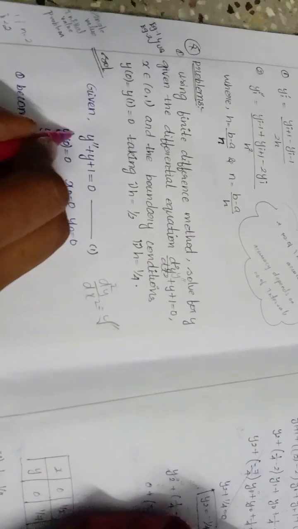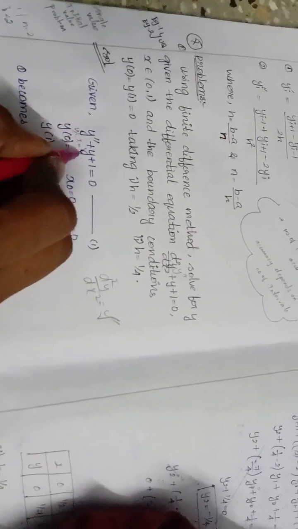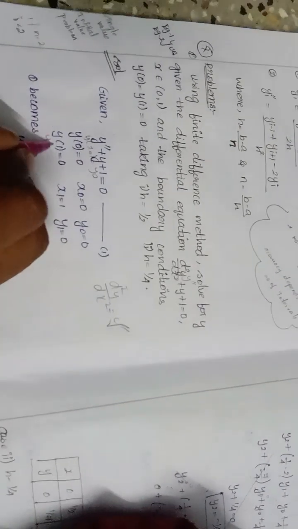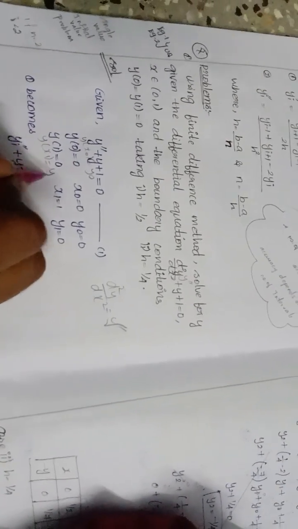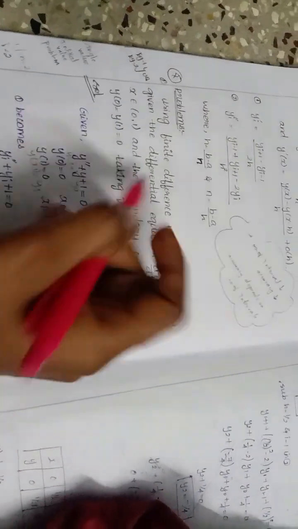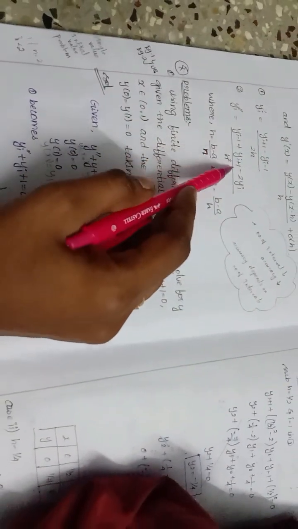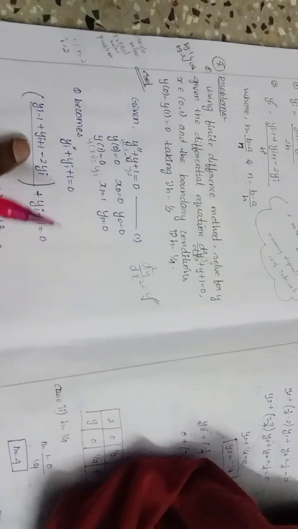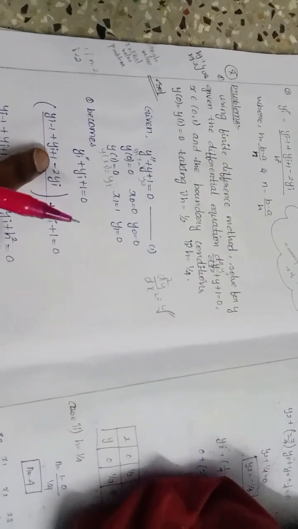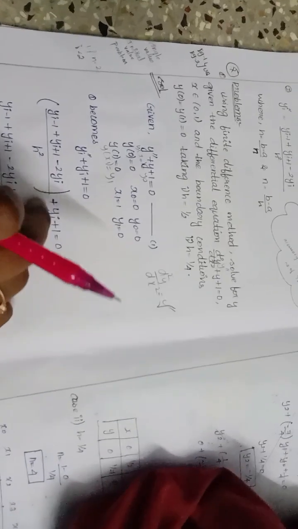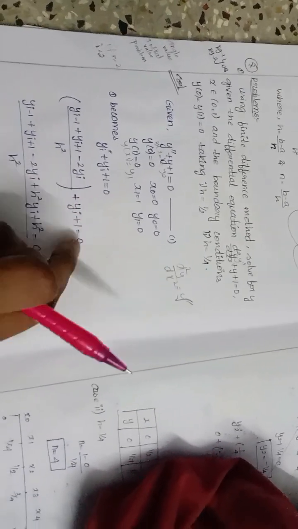This can be in the form of y of x naught equal to y naught. That means x naught equal to 0, y naught equal to 0, and y of x1 equal to y1. Here x1 is 1 and y1 is 0. So the first equation becomes, we know the form, y double dash can be written as (yi plus 1 plus yi minus 1 minus 2yi) divided by h square, plus yi as it is.